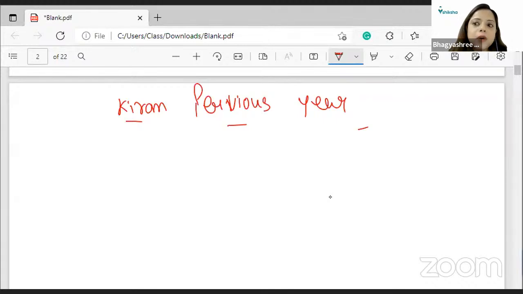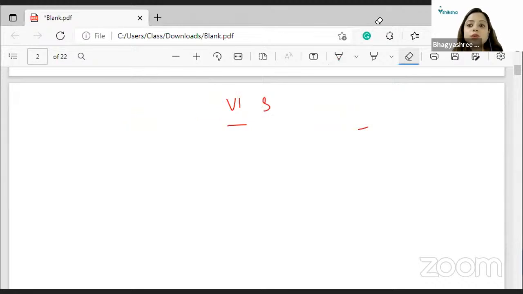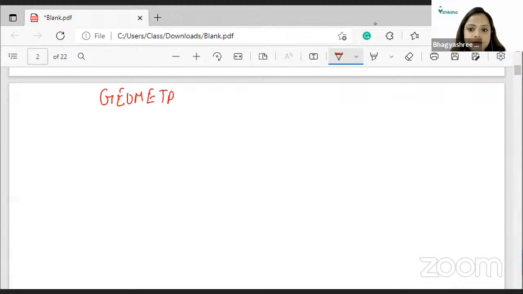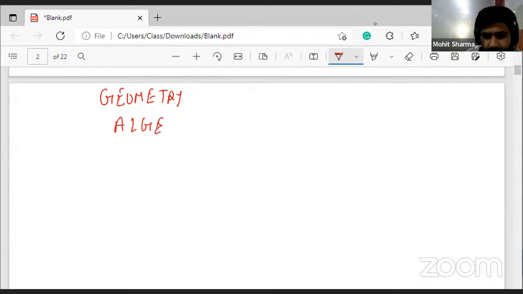Sir, if we talk about the highest weightage, out of all the topics, which topic has the highest weightage that students should absolutely not miss, that they have to do? Four topics. First is geometry. Second is algebra. Third is trigo. And fourth is number system.